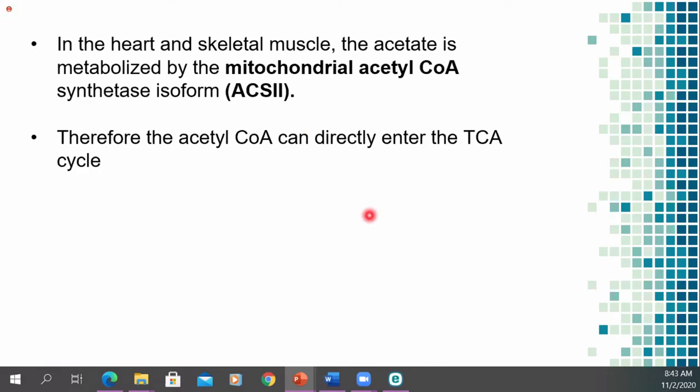So it will be easier for this molecule to go to the Krebs cycle in these tissues rather than forming lipids in the liver. That's why we have two isoforms, or two types, of the acetyl CoA synthetase enzyme.